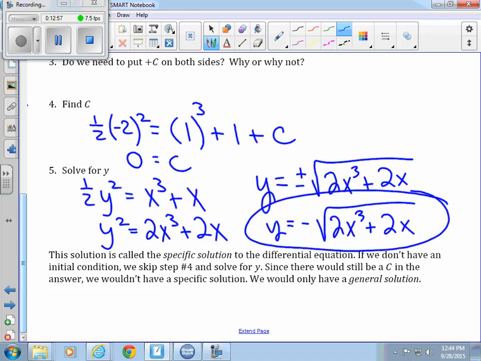This is called a specific solution to a differential equation. If we don't have an initial condition, we can skip step 4 and solve for y. You would then still have a plus or minus. That would be called a general solution to a differential equation. So you have two different answers you could get depending on how much information you're given. If you're given enough information, you can get what's called a specific solution. If you're not given enough information, you get what's called a general solution. So this is a specific solution to that differential equation.